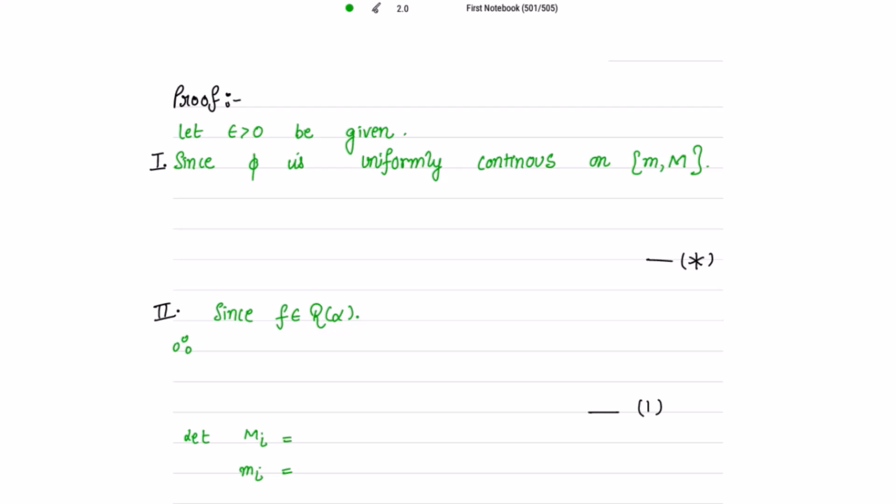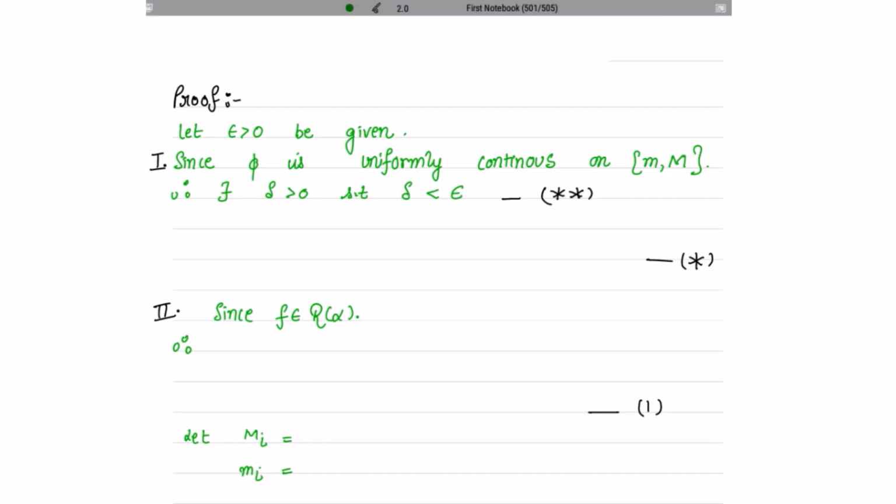So let's start. Let epsilon positive be given, and our first step is to use phi being uniformly continuous on the closed interval [m, M], using the definition of a uniformly continuous function. Since phi is uniformly continuous on [m, M], there exists a delta positive depending upon the value of epsilon only. Now here, instead of writing depending upon epsilon only, I am using a trick, that delta is strictly less than epsilon. I am taking this, right? And let me mark this as double star. It is very important.